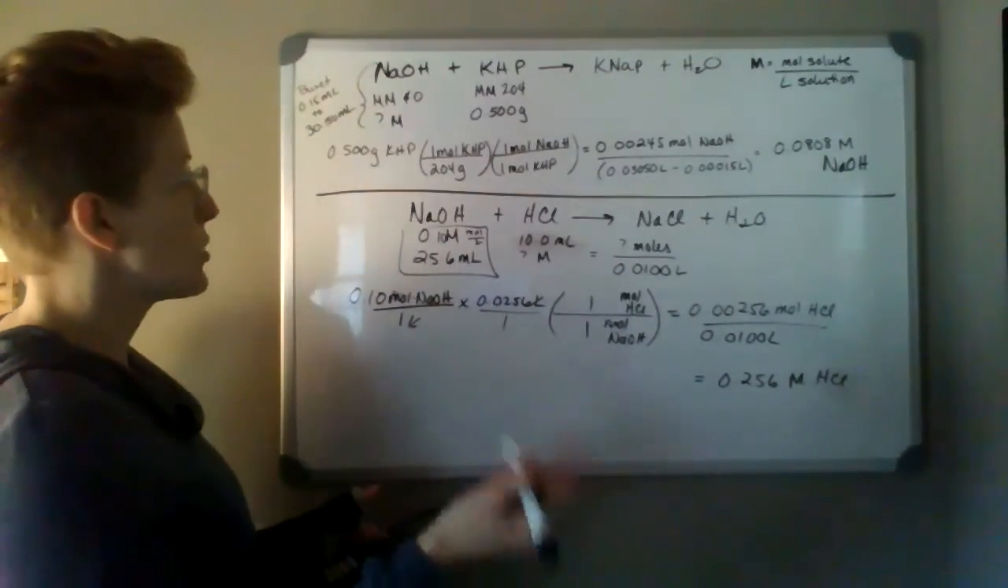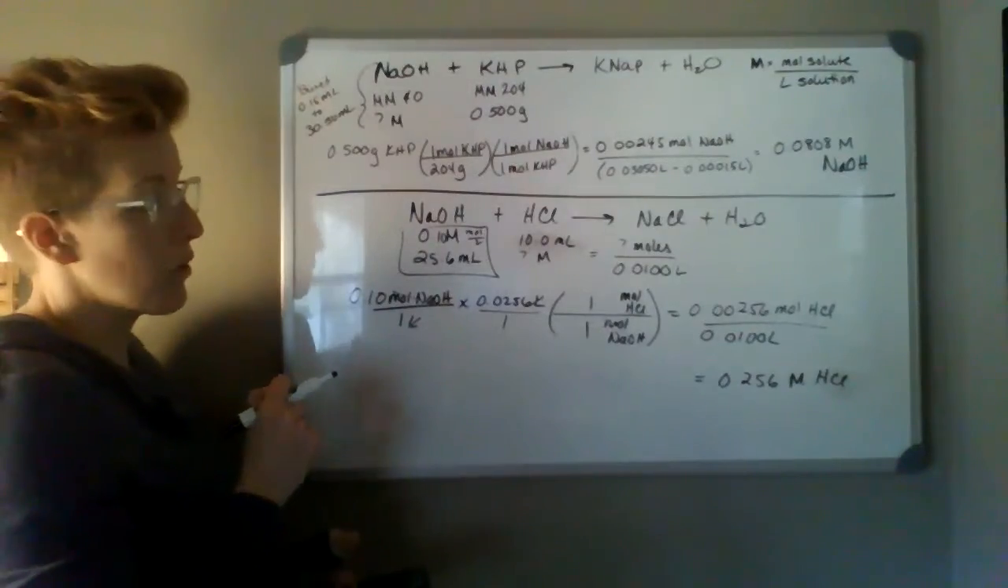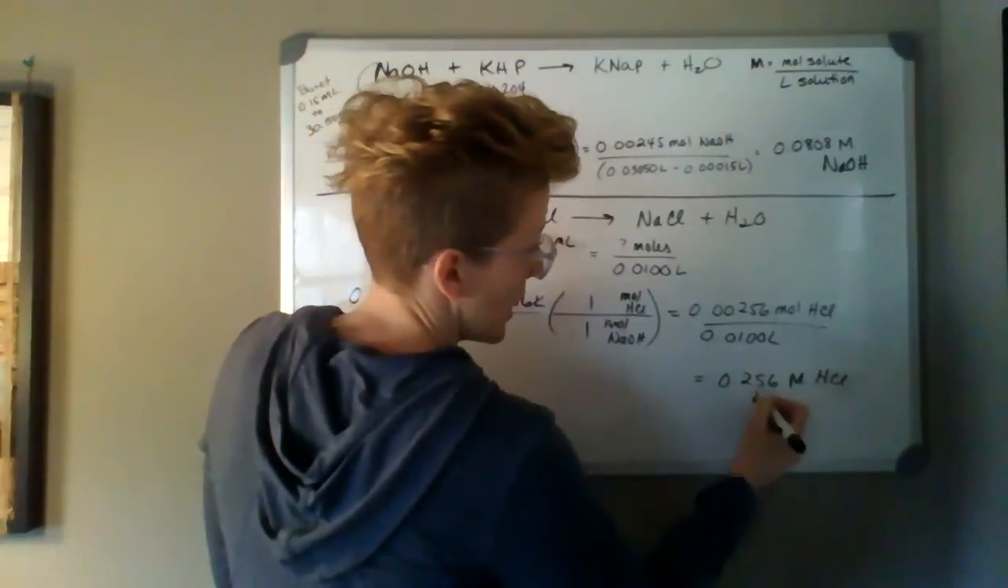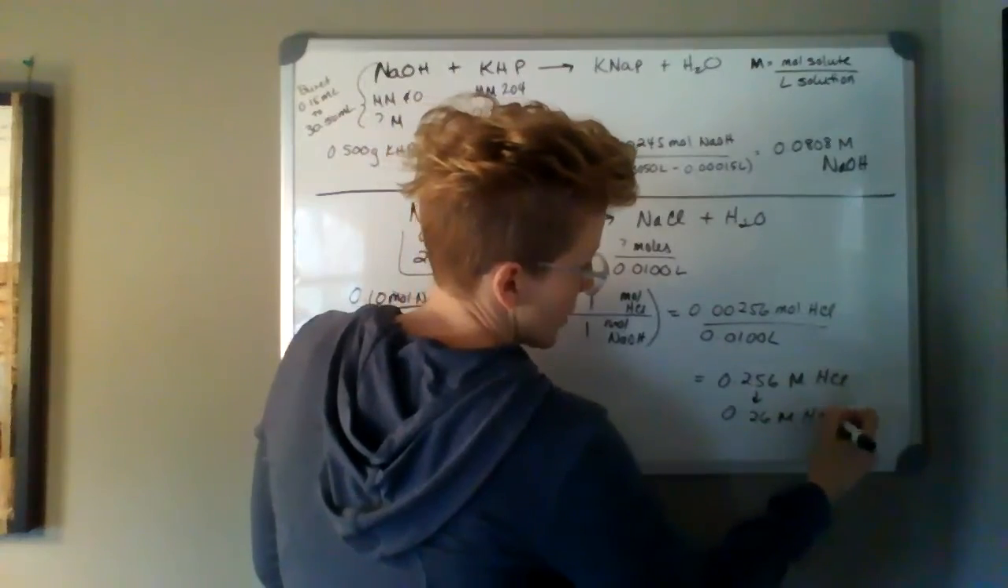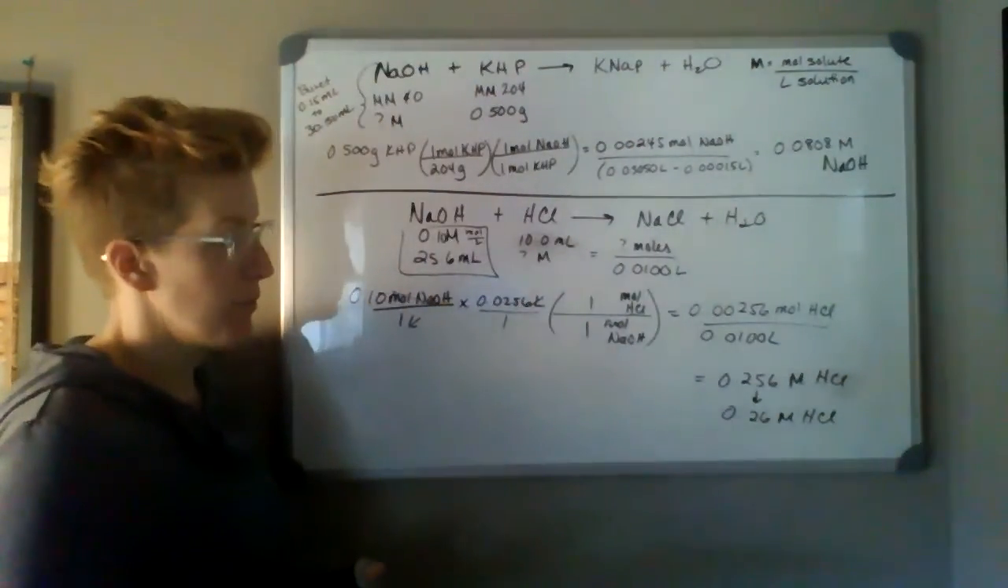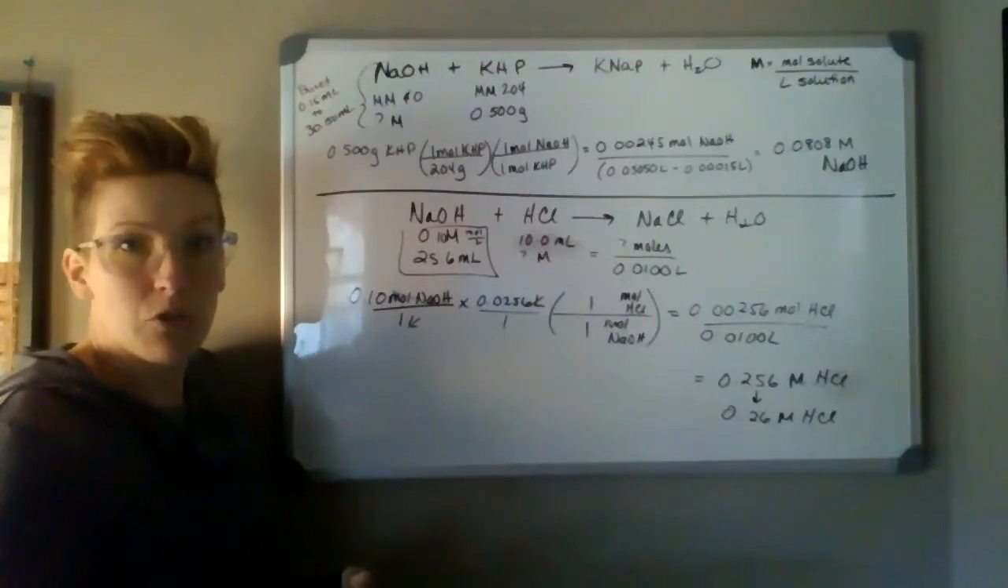Now, if you look back to our sig figs, our molarity here, the 0.010, only had 2. So we would actually just change this to 0.26 molar HCl, and that would be what we have. So as you can see, we now have our concentration.